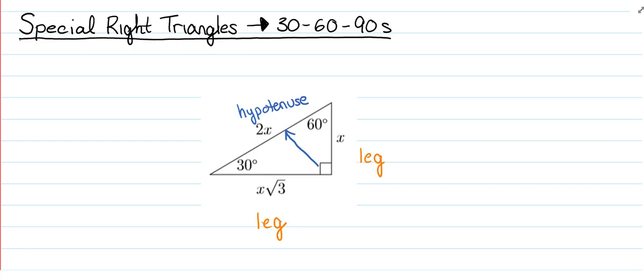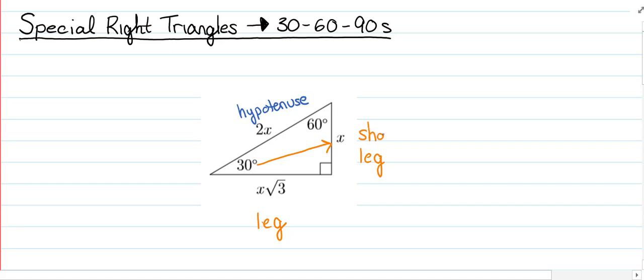But we need to be a little more specific with these 30-60-90s. Looking at the angles, 30 degrees is my smallest angle, so the smallest side is going to be opposite that angle. The side on the right labeled x is opposite my 30-degree angle. This is what we call the short leg. The side opposite the 60-degree angle is bigger, so that is my long leg, the side labeled x square root 3.